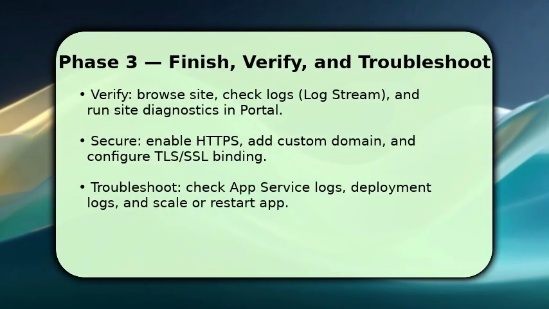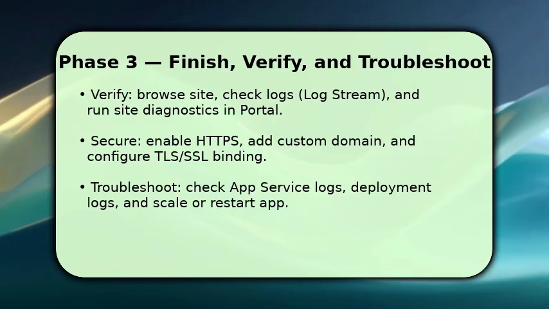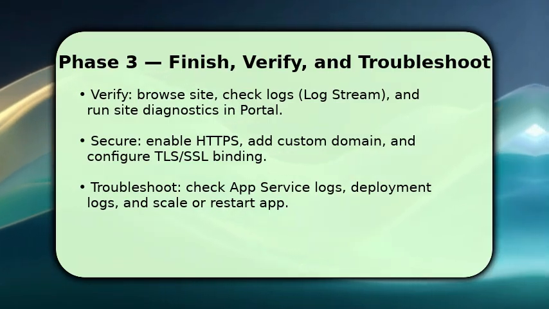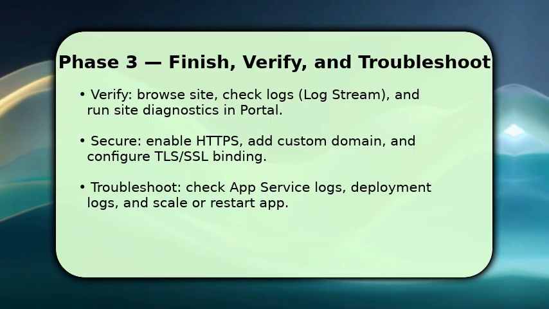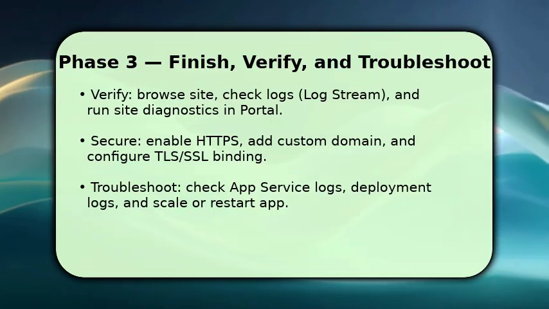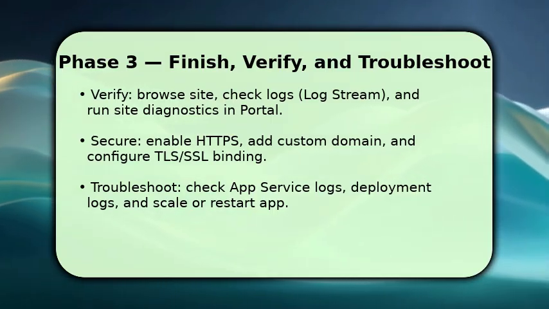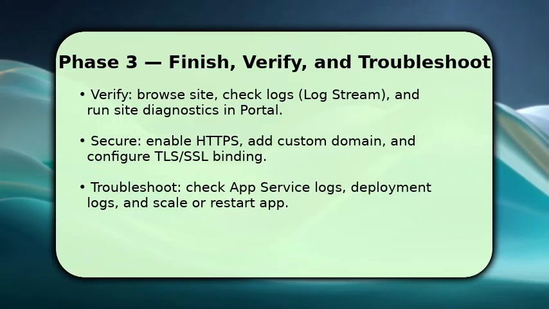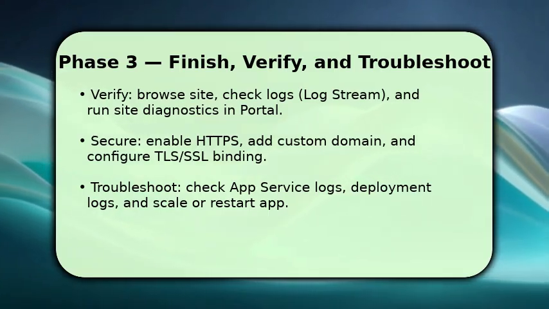Open the site, inspect log stream and Application Insights for errors, and run portal diagnostics. Make sure HTTPS is enabled, then add your custom domain and bind a TLS certificate so traffic is secure. Once done, test forms, API calls, and background jobs.